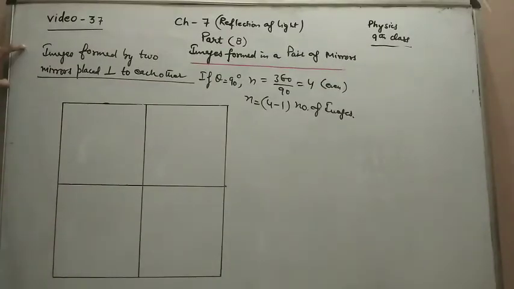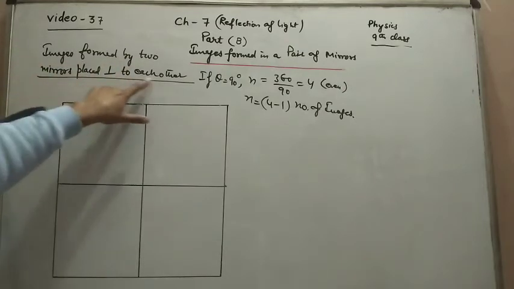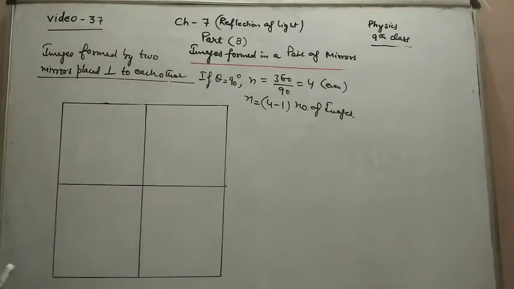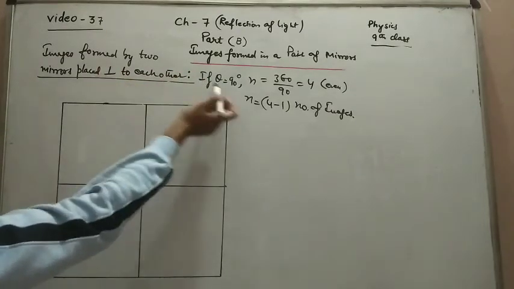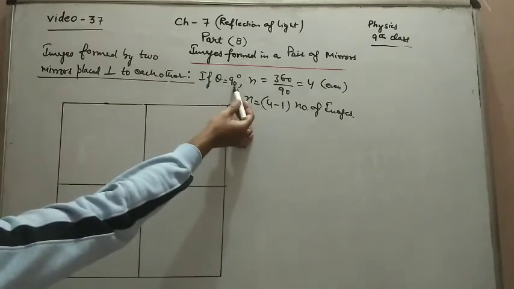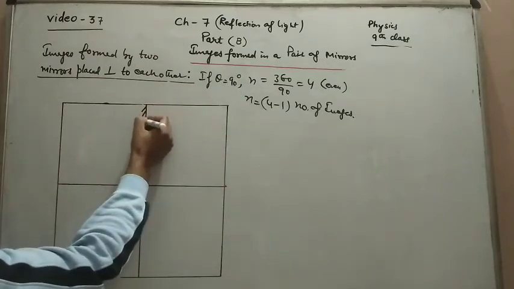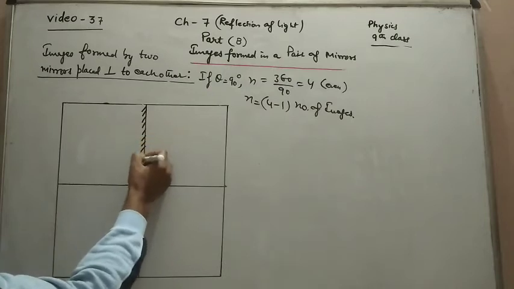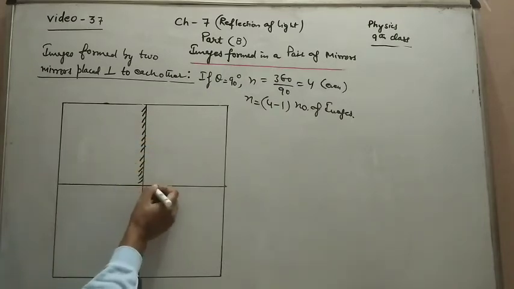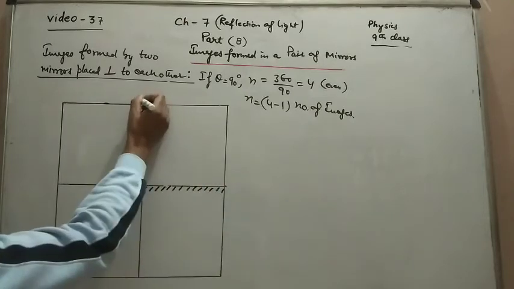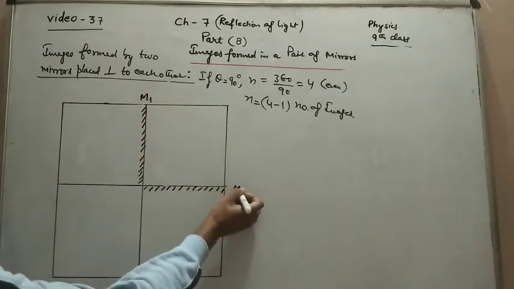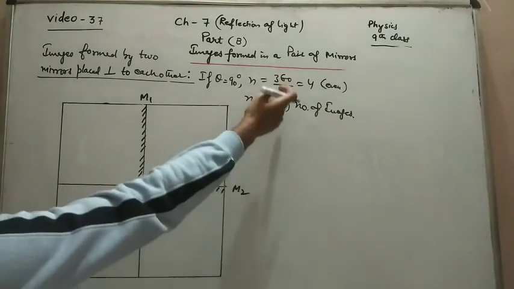Now the second one is images formed by two mirrors placed perpendicular to each other. In this particular case, the perpendicular case is given, so theta is 90 degrees between the two mirrors. So here are the mirrors, these are the two mirrors that I am drawing over here. This one is mirror M1 and this one is mirror M2. And n is equal to 360 over theta.